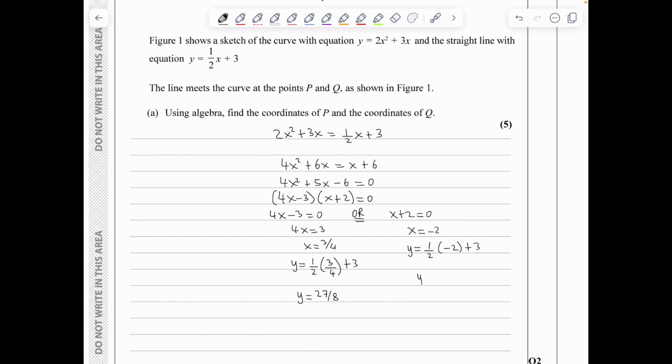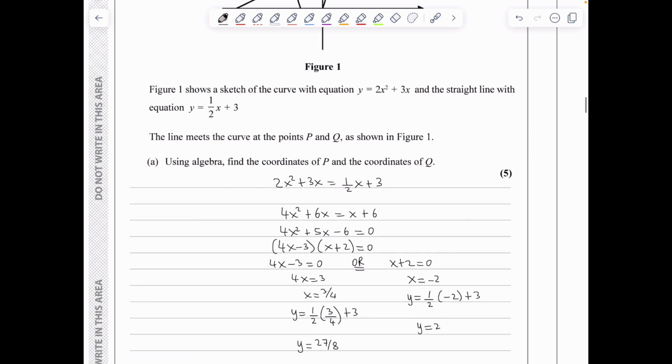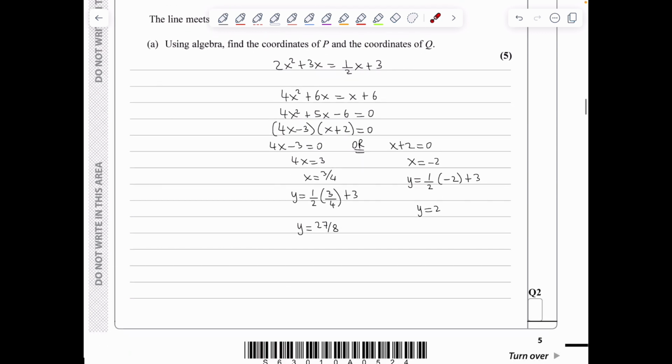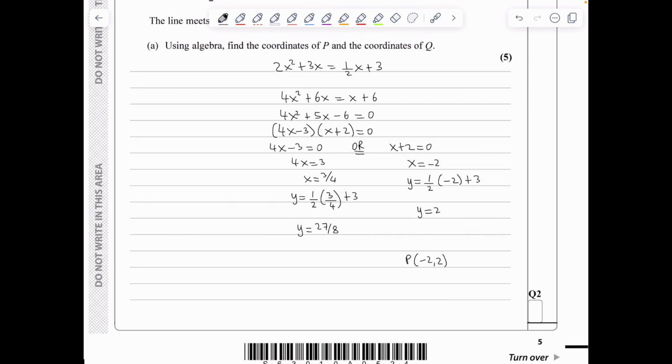Whereas for x = -2, we've got y = a half times -2 plus 3, which gives me an answer of 2. Now looking at the diagram given, we see that P has a negative x coordinate, so P has coordinates (-2, 2), whereas Q has a positive x coordinate, so the coordinates of Q are (3/4, 27/8).